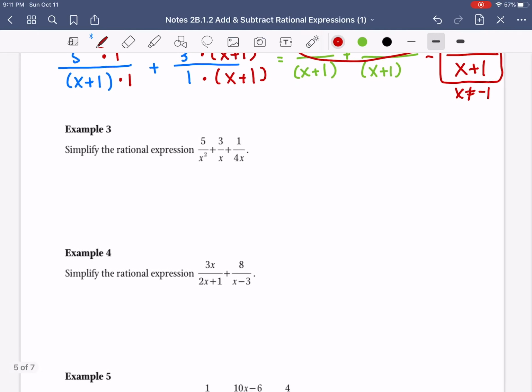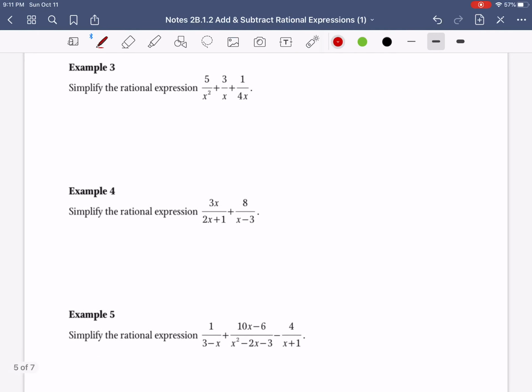All right, let's do example number 3. So I have 3 fractions this time. On top I have 5 over, I'm going to try to factor my denominators. I'm going to make my bar a little bit longer. That would be x times x, right? Plus 3 over, well, x can't really be factored, that would just be x. Plus my next one is 1 over 4x. There's no other numbers, but there's 4 times x.